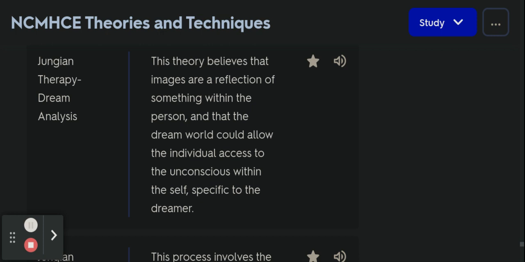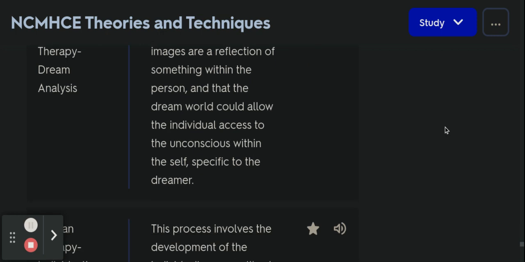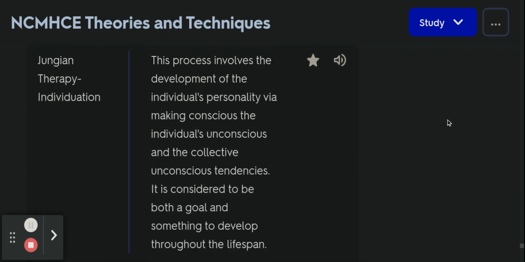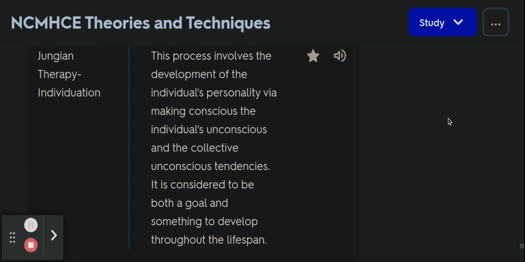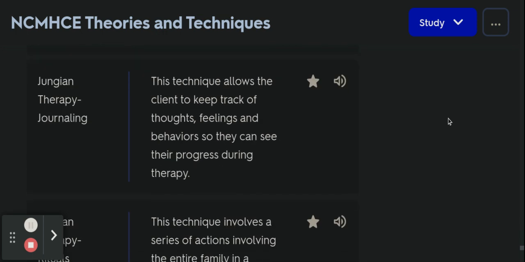Jungian therapy dream analysis. This theory believes that images are a reflection of something within the person, and that the dream world can allow the individual access to the unconscious within the self specific to the dreamer. Jungian therapy individuation. This process involves the development of the individual's personality via making conscious the individual's unconscious and the collective unconscious. It is considered to be both a goal and something to develop throughout the lifespan.